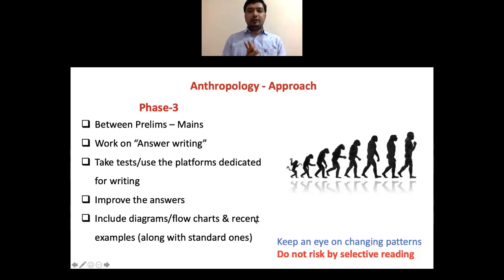By the end of phase 3, you should be very confident in not only knowing the information but also presenting it. But I wanted to give you a few warning signs here. Keep an eye on the changing patterns. For example, archaeology questions are given as part of anthropology questions. There you have a limited choice of leaving them out, so make sure to cover it. And never risk selective reading, because few questions always having come from one particular chapter doesn't mean that it is going to be the case in future.